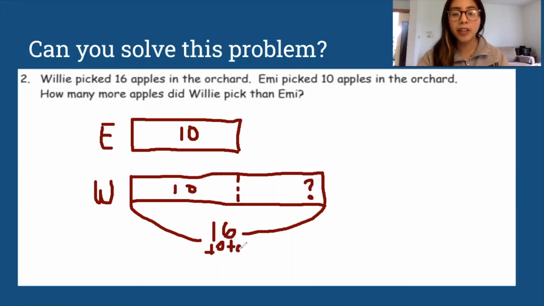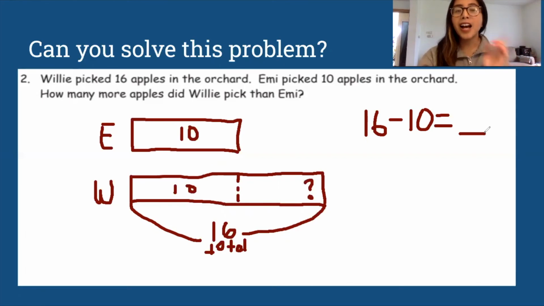And our job is to find the part we want to know. How many more does he have? And if you remember from our last 2 problems, what did we do to figure out how many more? How did we find the difference? We subtracted. So we start with our total, and then we took away the part that they both have that's the same. They both have that part, 10. Emmy and Willie both have that part. That's what's the same with them. And now we get to see, oh, what's different then?